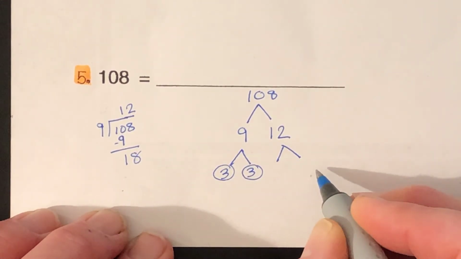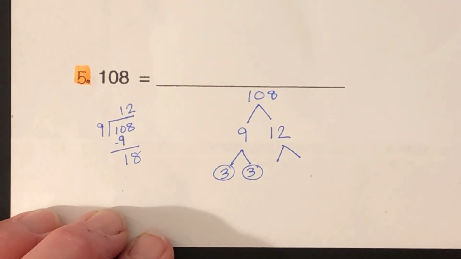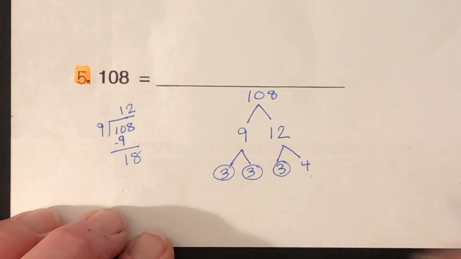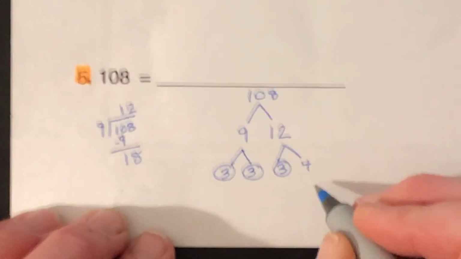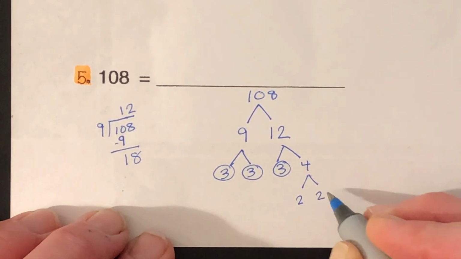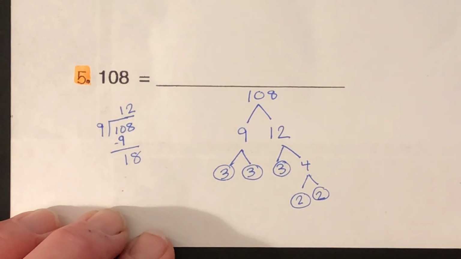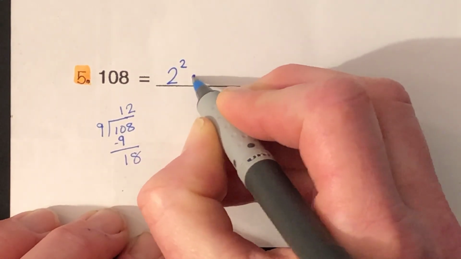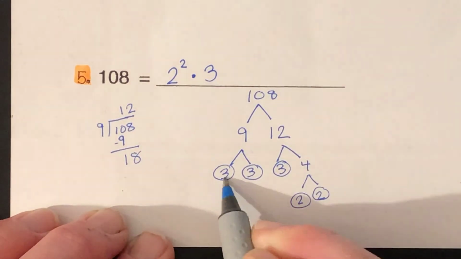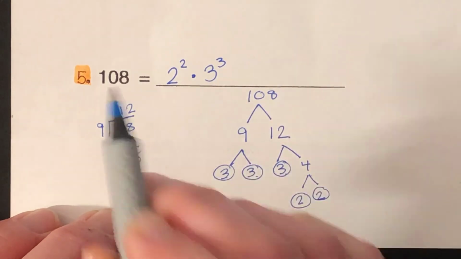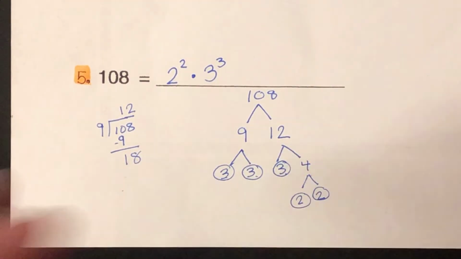I could do 2 times 6 or 3 times 4. I'm going to do 3 times 4. 3 is prime. 4 is not. That would be 2's. So, I've got all prime numbers. 2 squared times 3. 1, 2, 3 to the 3rd power. So 2 squared times 3 to the 3rd power is 108.